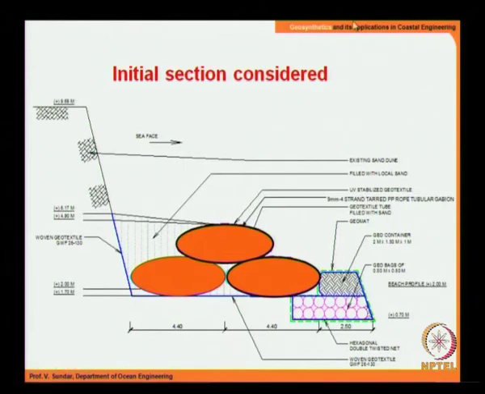So you see that this area was filled after laying the 3 geotubes.